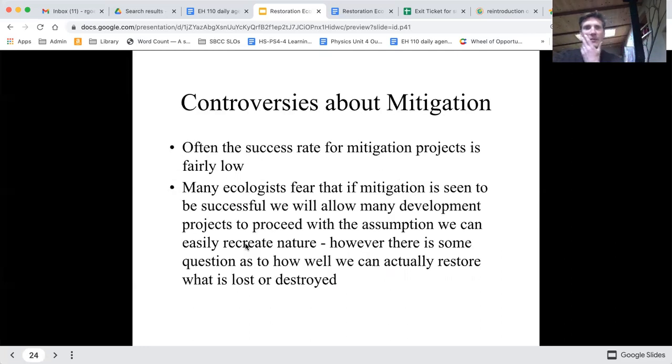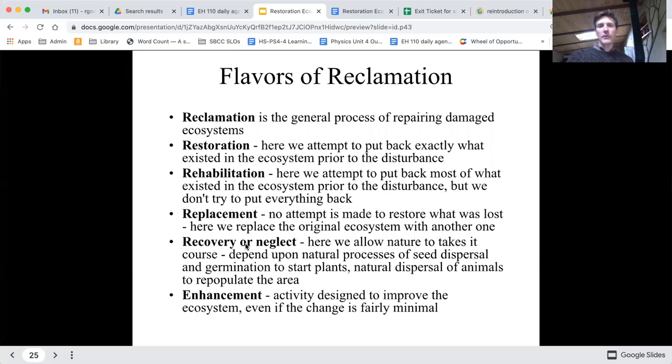This would be ideal. So it's controversial because the success rates for these mitigation projects are usually fairly low. What that means is it is hard to restore an ecosystem. For us to think that, oh, we can just redo it is kind of arrogant thinking, because nature has created these ecosystems over countless hundreds of thousands of years. At the very least, over countless thousands of years. So it's hard to just go in and recreate that. And people fear that if we see this as a viable way of allowing development, then we're going to see too much development on lands that are currently undisturbed. So it can be a little bit wishful thinking.